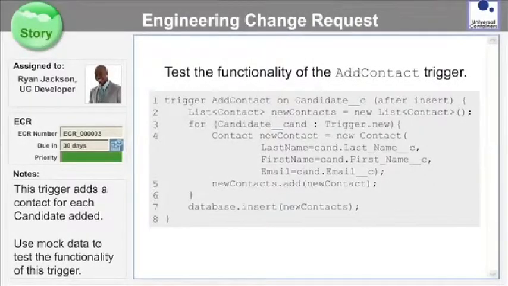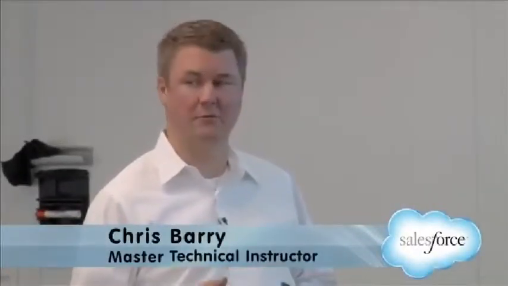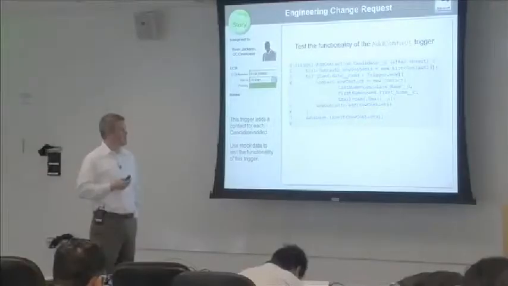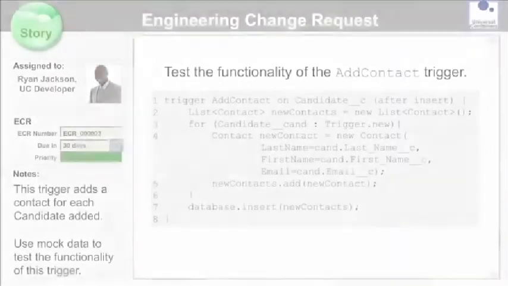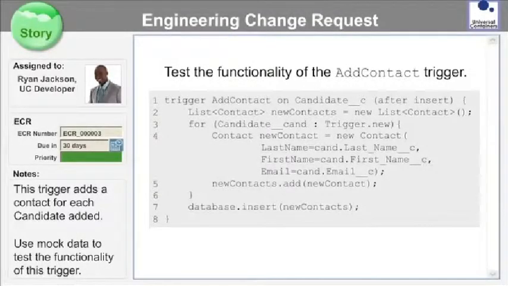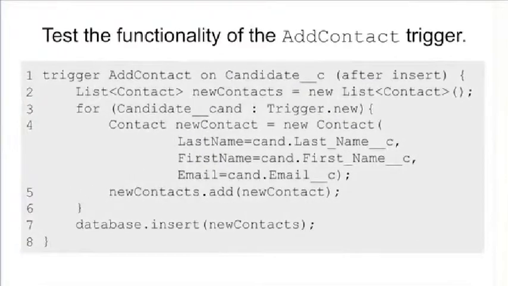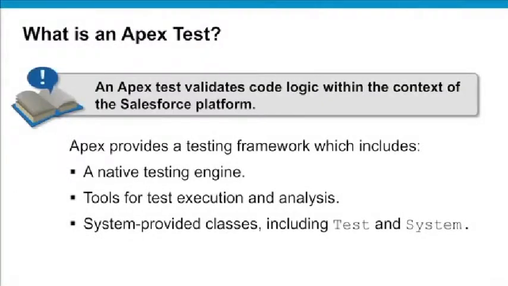All right, here's an engineering change request. We took a look at this trigger previously, and what it did was it generated a contact by essentially mapping fields from a candidate over to a contact. This is some code that exists in our, maybe we're working on this in our sandbox org. Because we're working in Apex, we're going to need to create some tests in order to verify the integrity of this logic.